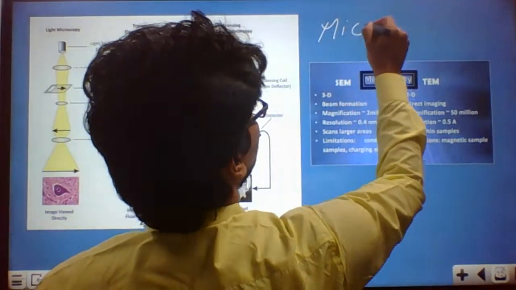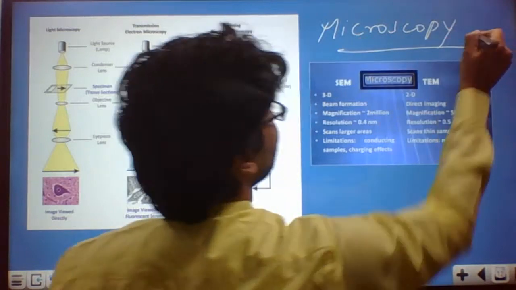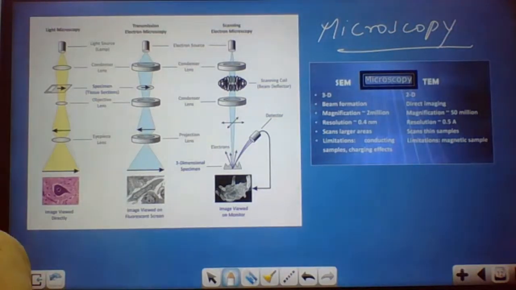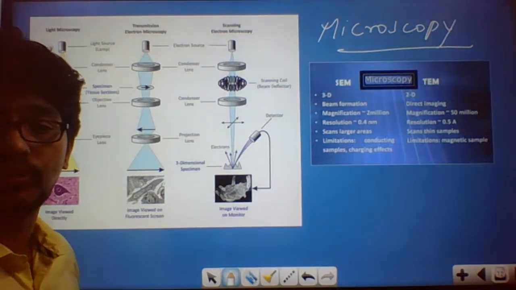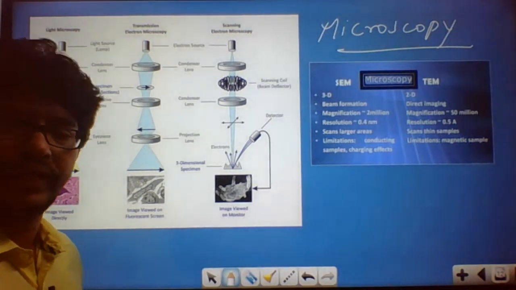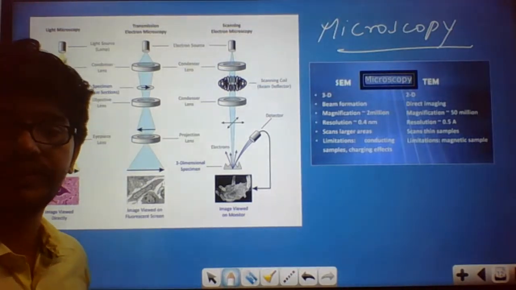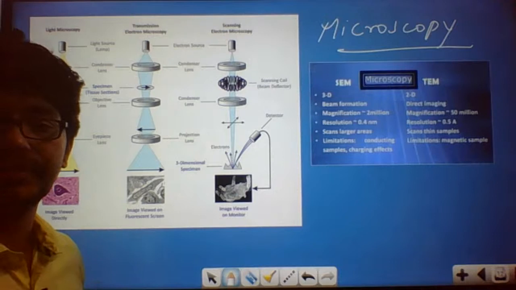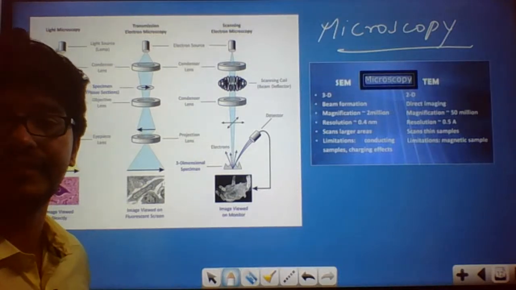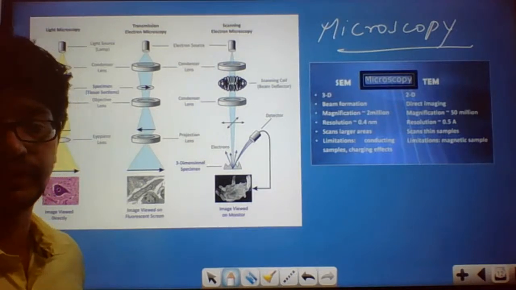Coming to the next part, microscopy. Can someone tell me who is the father of the microscope? We'll start with microscopy. Who first found the microscope? We have many scientists who came after that, and advanced types of microscopes were found. But in spite of that, who first discovered the concept of the microscope? So who's the father of the microscope?